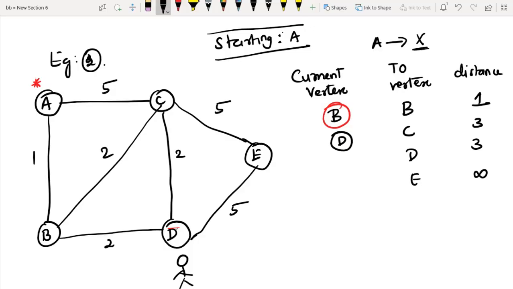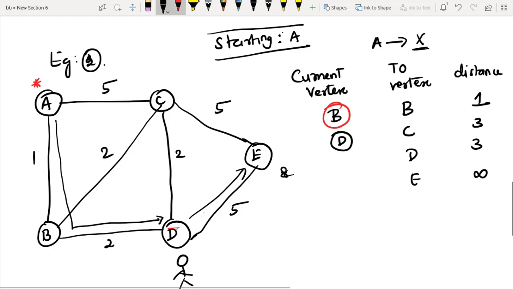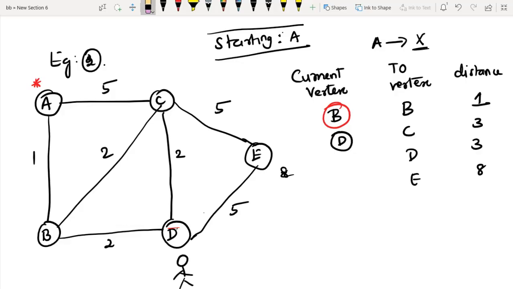And from D you start analyzing E. So I can move like this from A to D and to E. So 1 plus 2 is 3, plus 5, that is 8. Is 8 less than infinity? Of course. 8 is actually less than infinity, so I should put 8 here. Now I have manipulated the values of C and E.